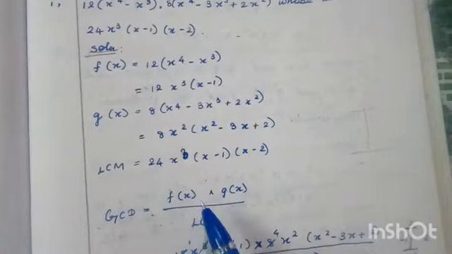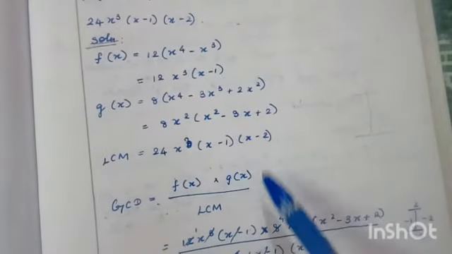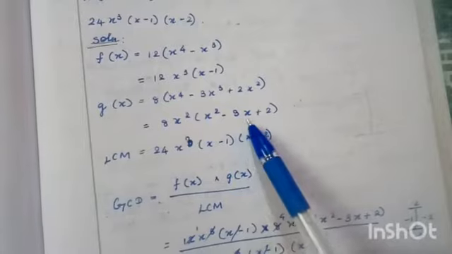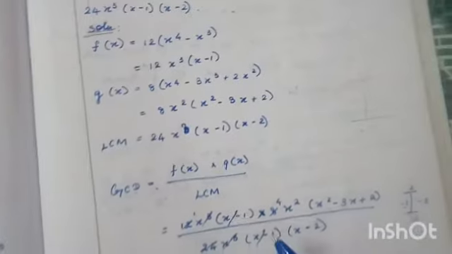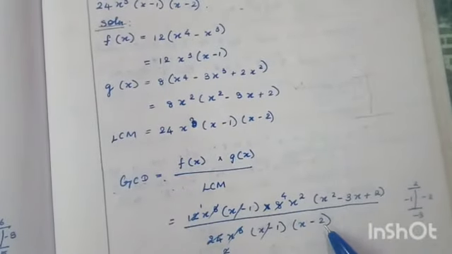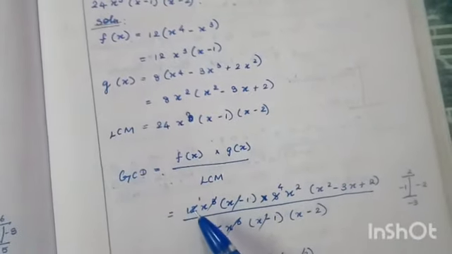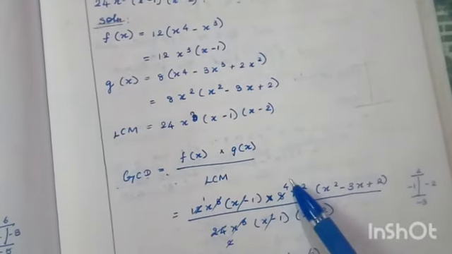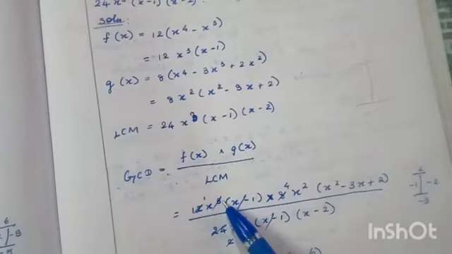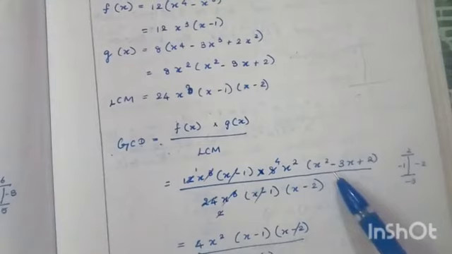Write the formula GCD equal to f of x into g of x by LCM. So that is equal to f of x, we found 12x cube into x minus 1, into g of x, 8x square into x square minus 3x plus 2. We just took the common terms outside. Then the LCM is given as 24x cube into x minus 1 into x minus 2. So x minus 1 cancels. Then what else cancels? 1 12 is 12, 2 12s are 24, 1 2 is 2, 4 2s are 8. Then x cube cancels. After cancelling we have x square, and here 4 is there, so 4x square into x square minus 3x plus 2.